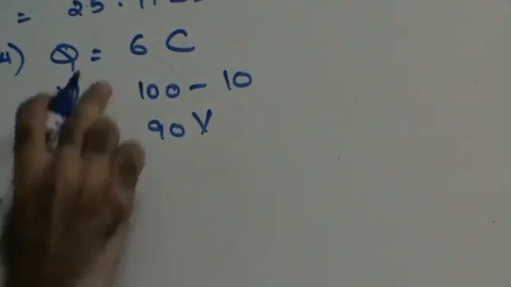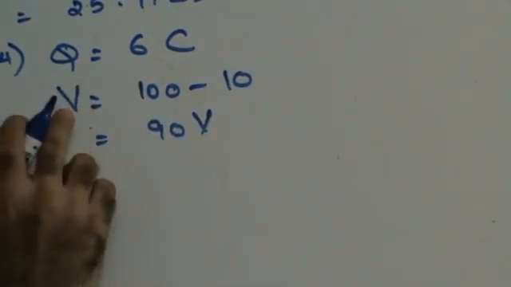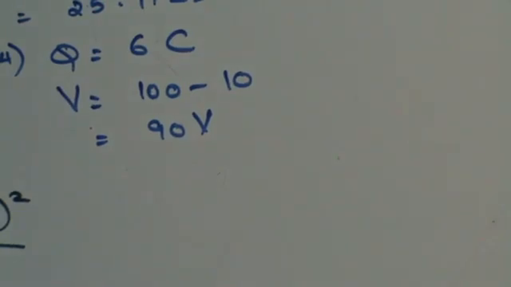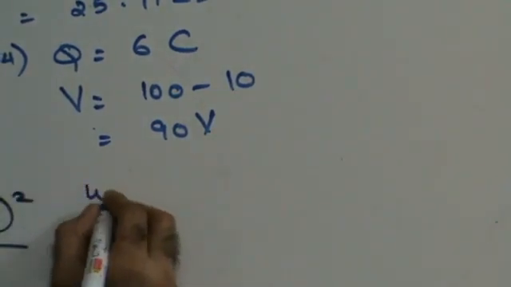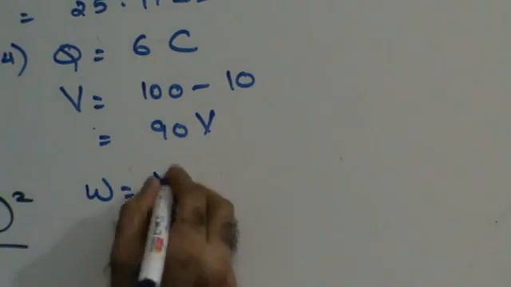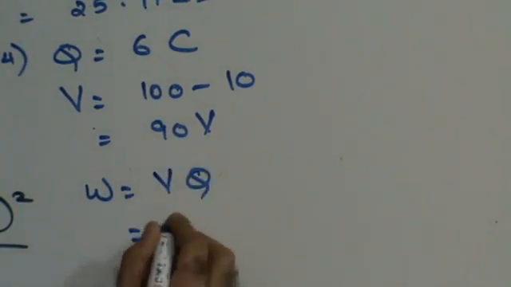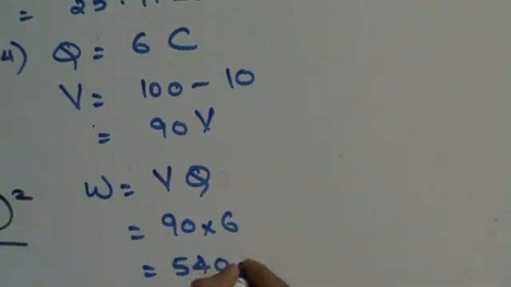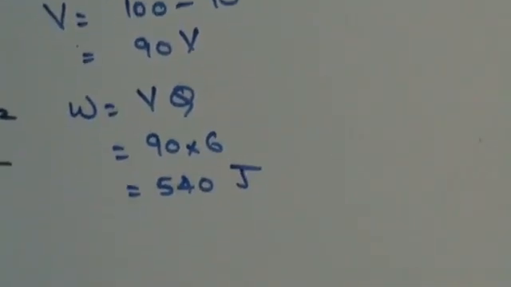They've given you the potential of 2 points. Therefore, the potential difference between them will be 100 minus 10, that is 90 volts. They've asked you to find out work. Work is nothing but V into Q. So that is 90 into 6, 6 9s are 54, so 540 joules of work is done.